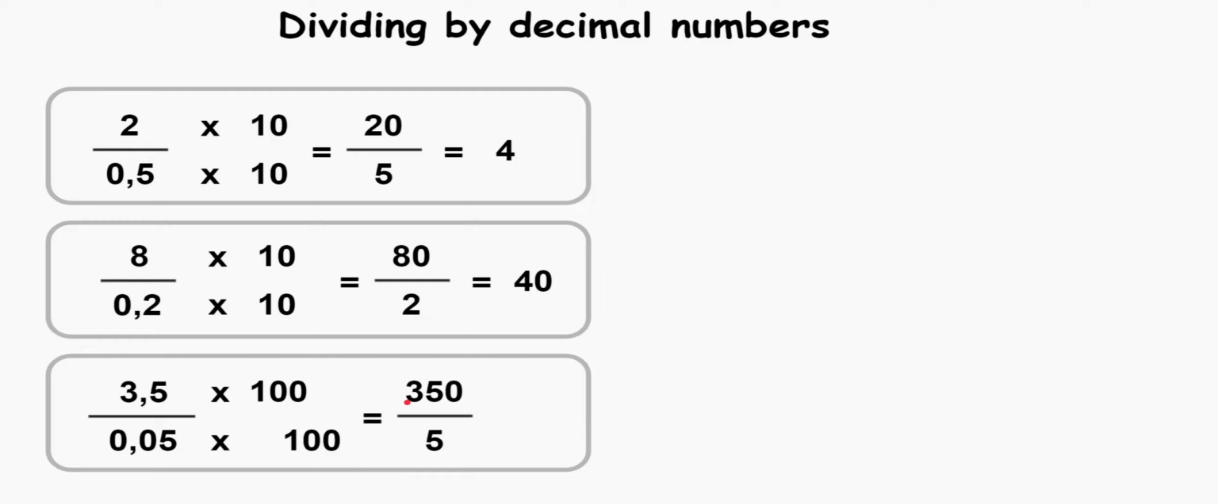Now we're starting on the left side. 3 is too small to divide by 5, so we need to include 5 to make our number 35, which is large enough to divide by 5. And 35 divided by 5 equals 7. So now let's cross out 35, since we're finished dividing that part of the problem. Next, 0 divided by 5 equals 0. So 350 divided by 5 equals 70. So you can use these 3 steps to help you when you divide by decimal numbers.